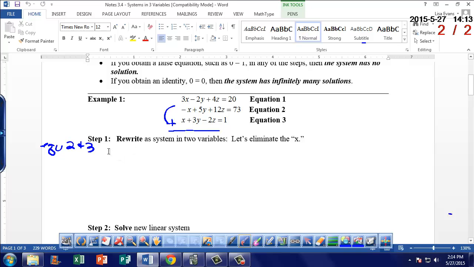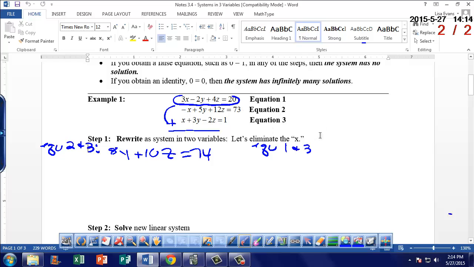When I add them together, I get 8y plus 10z equals 74. Okay, now I'm going to do it again, but I need to use a different combination. So I'm going to do 1 and 3. I'm going to take the first equation. I'm going to leave that one alone. So I'm going to just write 3x minus 2y plus 4z equals 20.